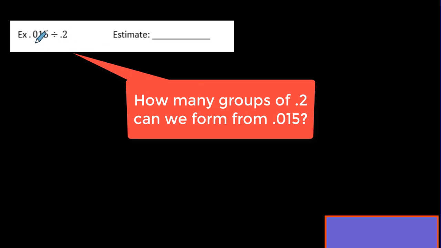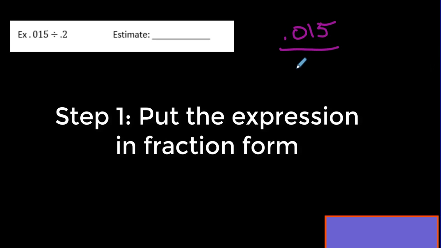Here we're asked to create groups of 0.2 from 0.015. So let's go ahead and start with this. It's going to be hard to do an estimate like this. Well, let's change it to whole numbers first. So we have 0.015 divided by 0.2.